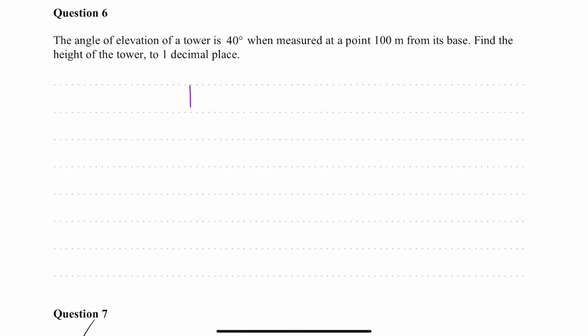So we have a tower, and we have 100 meters from the base of this tower. We have some point, and this point looking up to the top of the tower gives an angle of elevation of 40 degrees. So that's what angle of elevation means. And the question is, find the height of the tower.